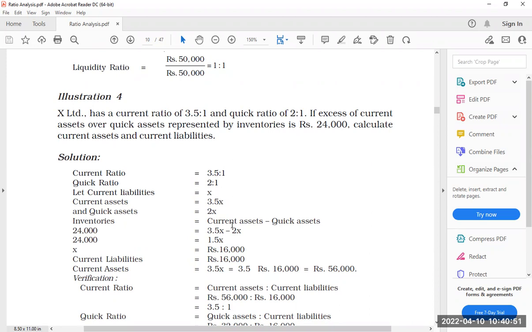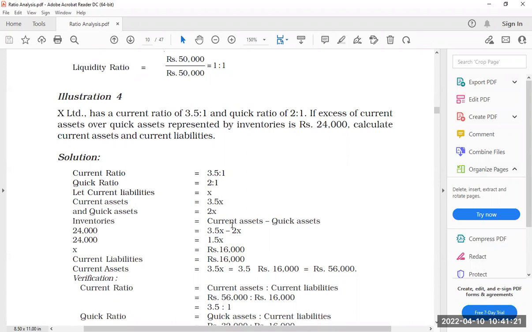And they're asking a question. If the excess of current assets over quick assets, represented by inventories, is 24,000, meaning there is no prepaid expenses. The only difference between current assets and quick assets is inventory. In general it is inventory and prepaid, but in this company prepaid is not there, only inventory is there. Calculate the current asset and current liability. Can you do it? The answer is in front of you, but can you just think of how it can be done?